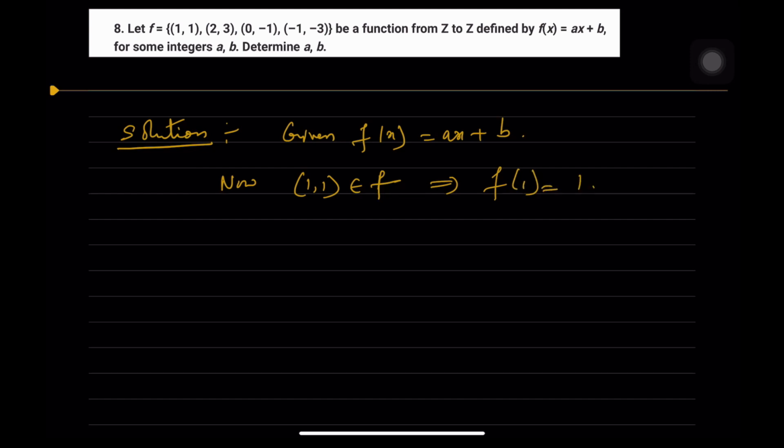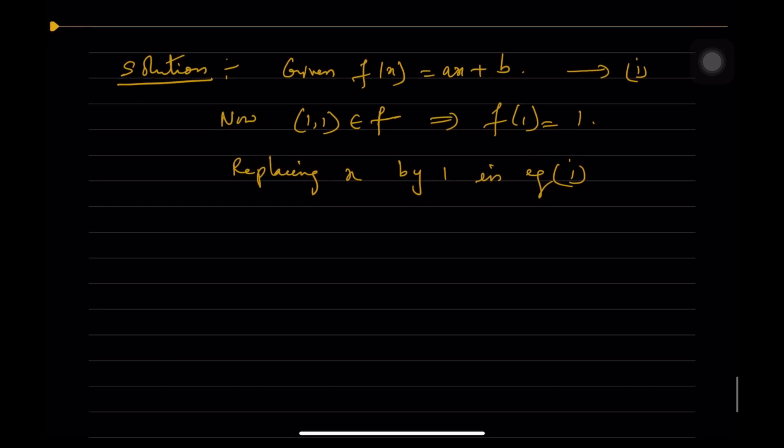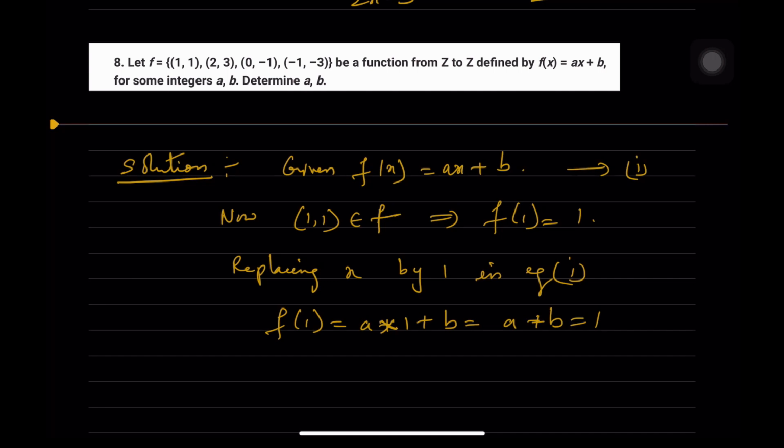So replacing x by 1, we'll take this as equation 1. In equation 1, what do we get? We have f of 1 is equal to a plus b, that is a into 1 plus b, which is equal to a plus b is equal to 1, since f of 1 is equal to 1. Now we know that f of 2 is equal to 3, f of 0 is equal to minus 1, f of minus 1 is equal to minus 3. So all these values we have.